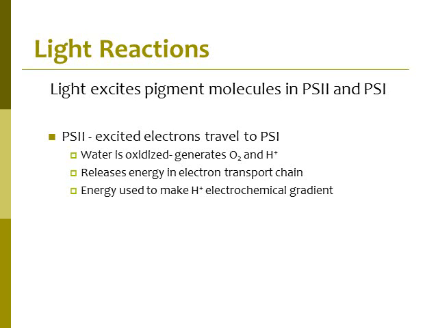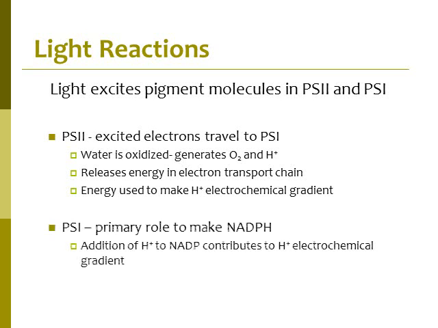The excited electron is going to release energy in our electron transport chain. That released energy is used to pump more hydrogens into the thylakoid to set up our electrochemical gradient that we're going to use for chemiosmosis to make ATP. So a lot happens in photosystem 2. Our electron gets to photosystem 1, and photosystem 1's primary role is to help make that NADPH. So we take a hydrogen ion, we take that electron, and we capture it to create NADPH.